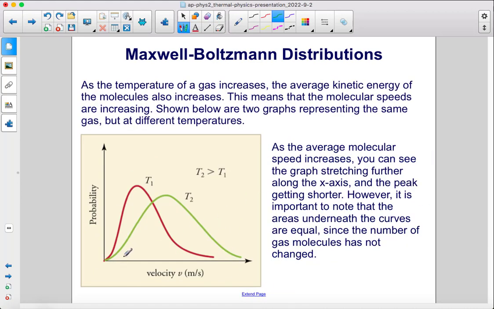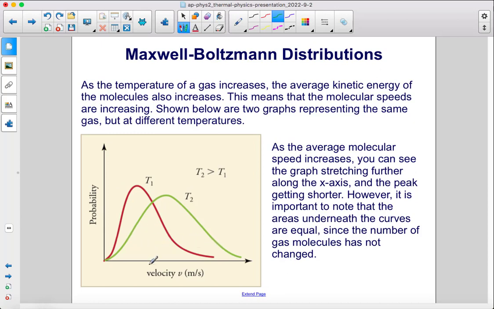As the temperature of a gas increases, the average kinetic energy of the molecules also increases. This means that the molecular speeds are increasing. Shown below are two graphs representing the same gas with the same number of molecules, but at different temperatures.